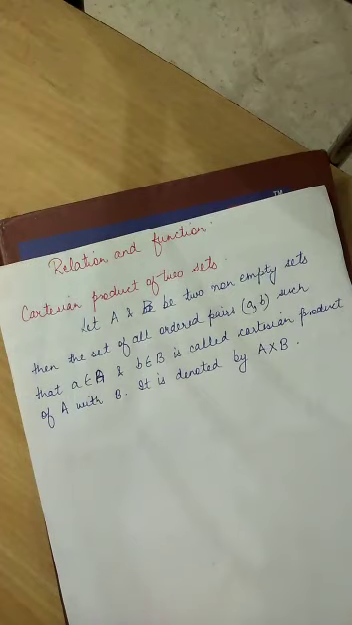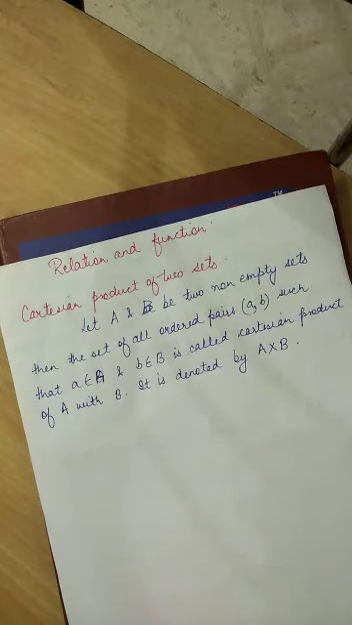Today, let us start with our first chapter, Relation and Function of class 12th. But before going to the chapter, let us revise the class 11th portion of Relation and Function. So in class 11th, what we have discussed in relation and function, our first topic was the Cartesian product of two sets. So what is it?